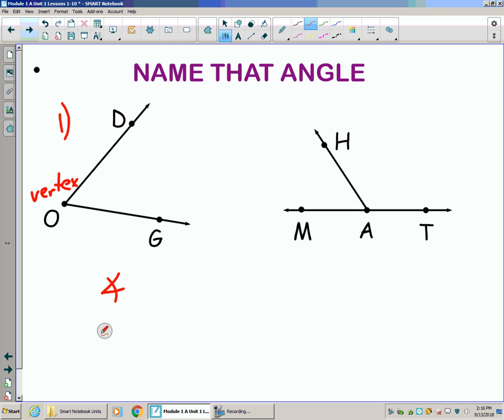So one option for angle 1 would be DOG, going from one side to the vertex to the other side. Or if I just went backwards from that, I could start at G and get GOD. One thing I would say for any quiz or test where you have multiple angles, you can put a number inside the angle if there's one not there already. So I could call this angle, angle 1. And those are the 3 most common ways to name that angle.